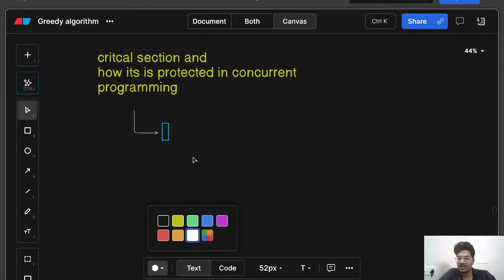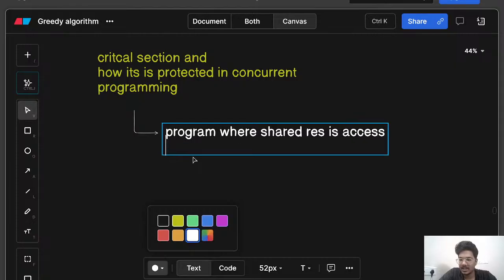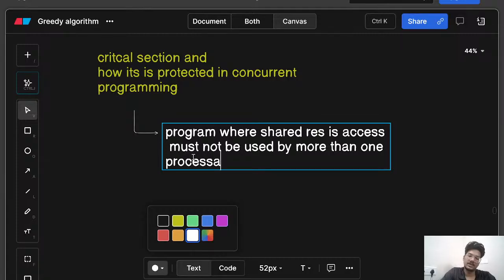So critical section is a part of a program where shared resources like a variable or file are accessed and must not be used by more than one process or thread at a time. Okay.